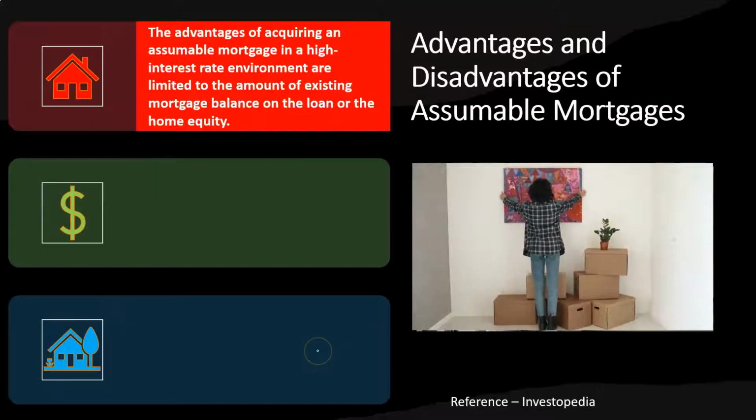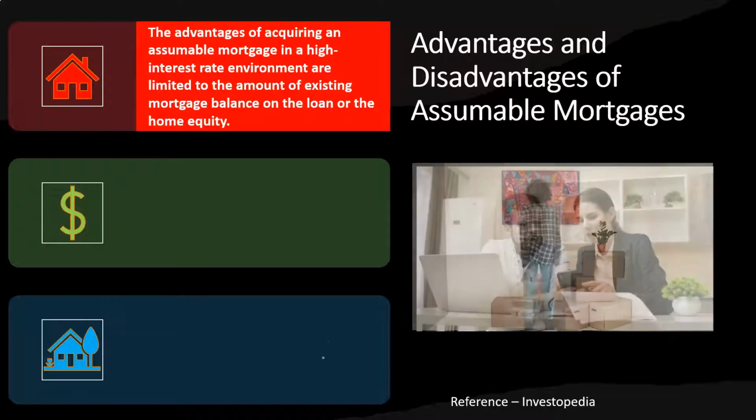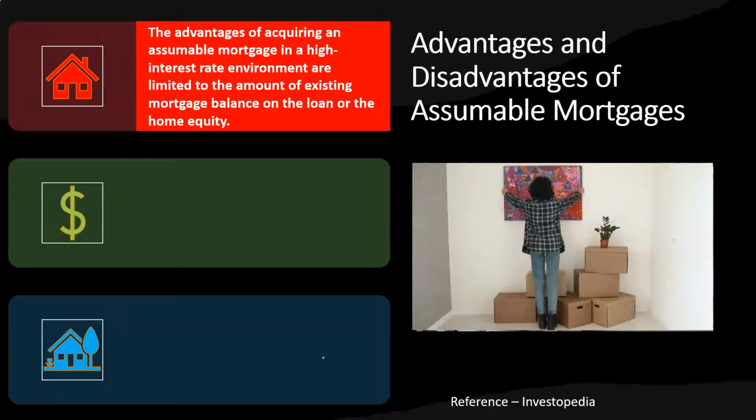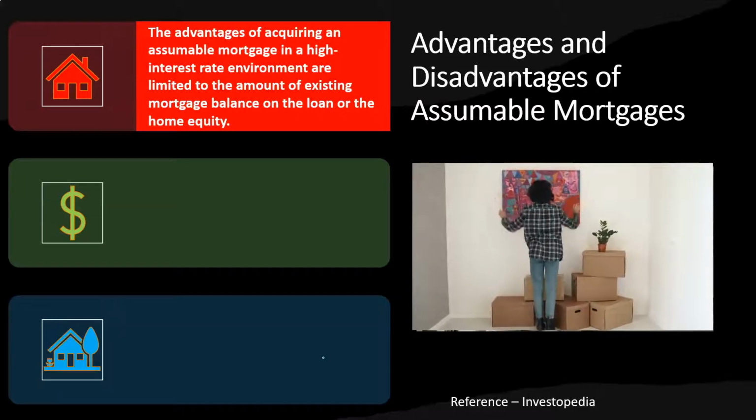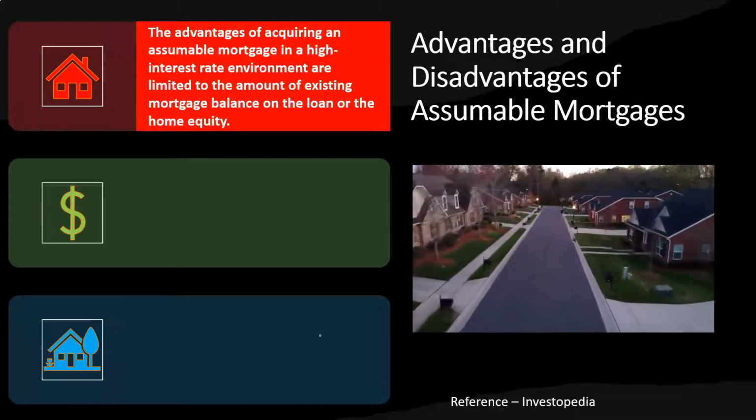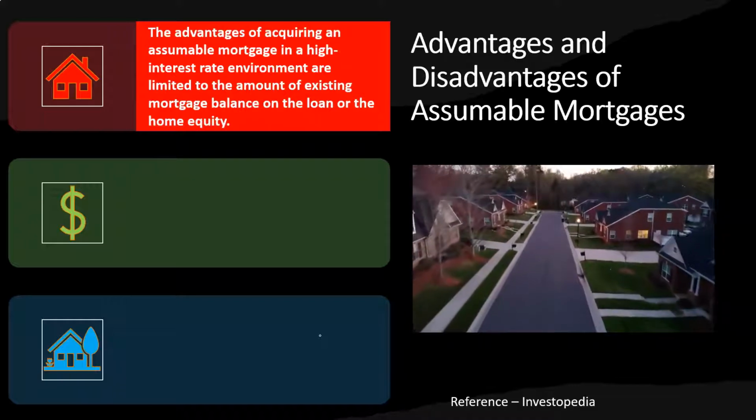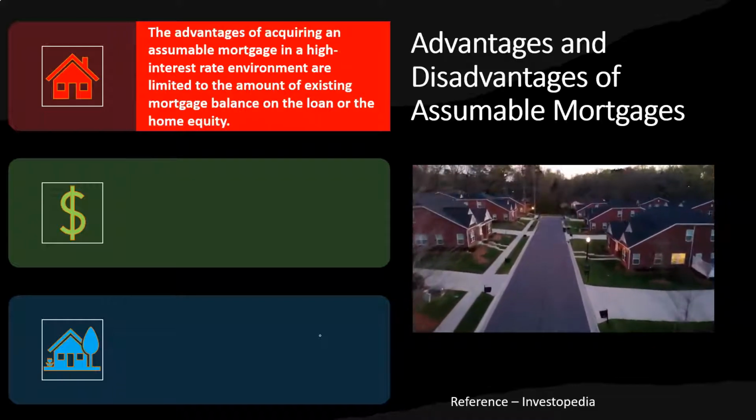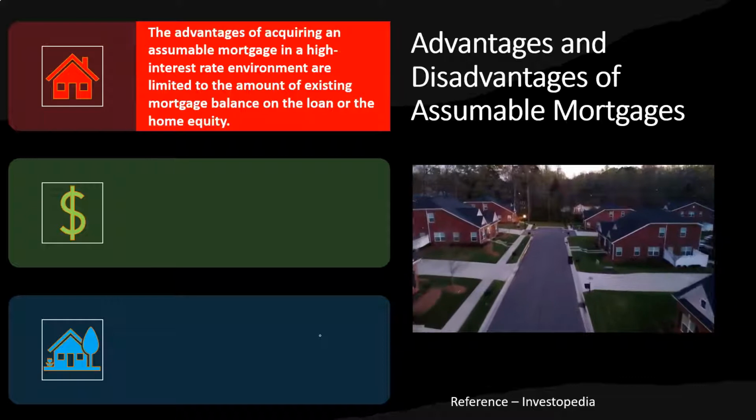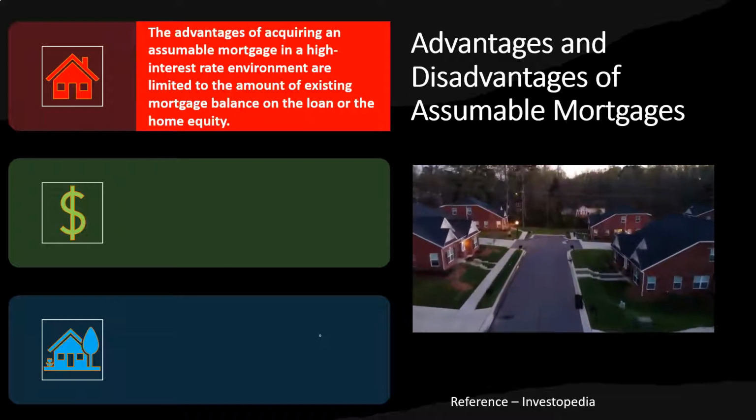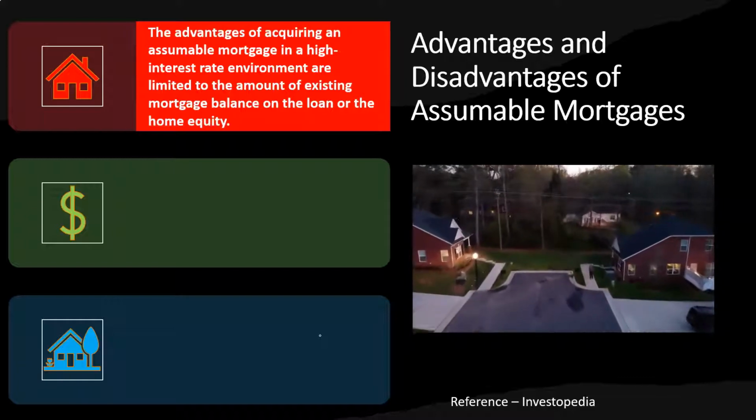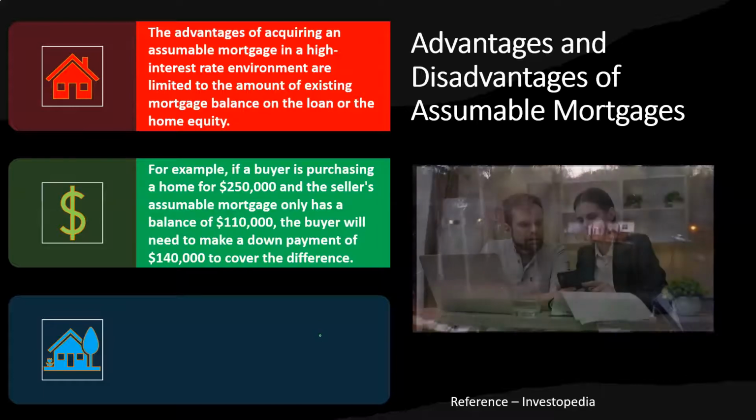Advantages and disadvantages of assumable mortgages. So what are the pros and the cons? The advantages of acquiring an assumable mortgage in a high interest rate environment are limited to the amount of existing mortgage balance on the loan or the home equity. So in other words, scenario being, you're imagining the seller has a fixed rate mortgage and the buyer would like to assume it because we're in a period of increased rates. Therefore, the current rates are higher than the fixed rate that is on the current loan that the seller has. And if the buyer was to finance without assuming the mortgage, they would have to then pay the higher rates. However, there's a limit in terms of how much financing you can have, and that's going to be the current loan balance on the seller side.